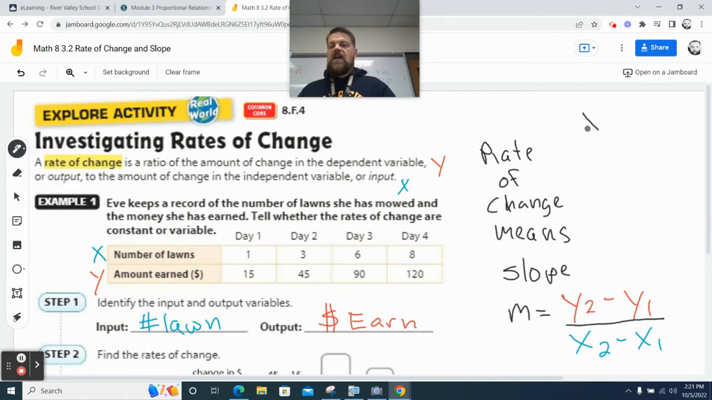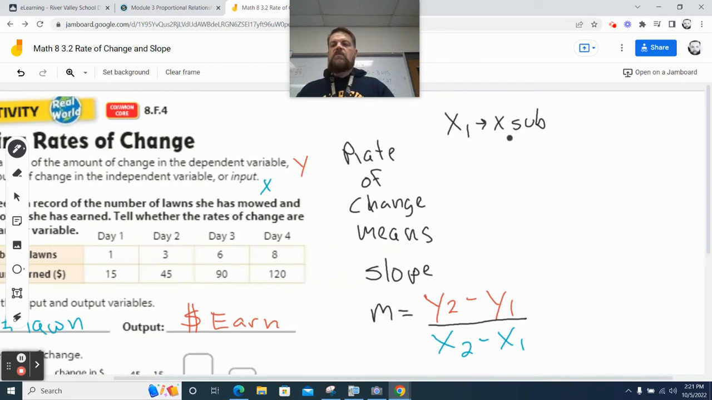So let me tell you what I'm writing down. When I say x sub 1, that's how you say it. But we're saying x subscript 1.